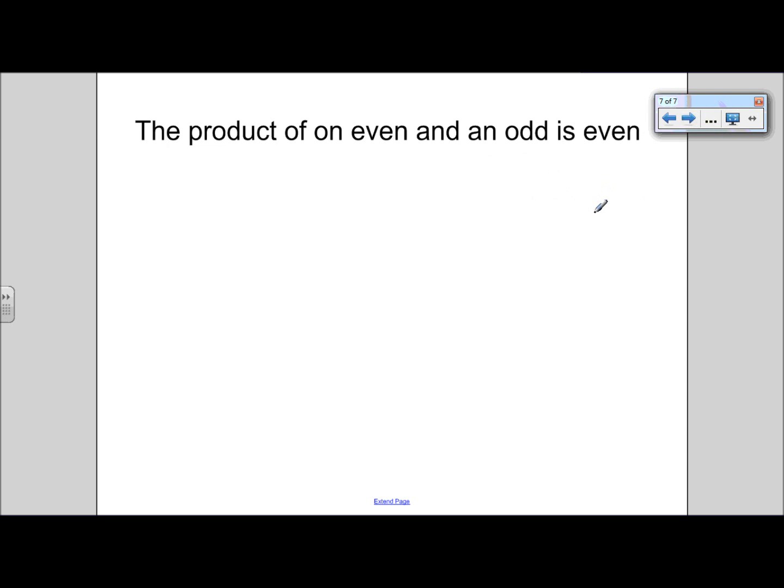The product of an even, oh, I had a lot of typos on this one, an even and an odd is even. Okay, I want to see the inductive. You only have to do maybe 3 examples of inductive. Just make sure the pattern's there.